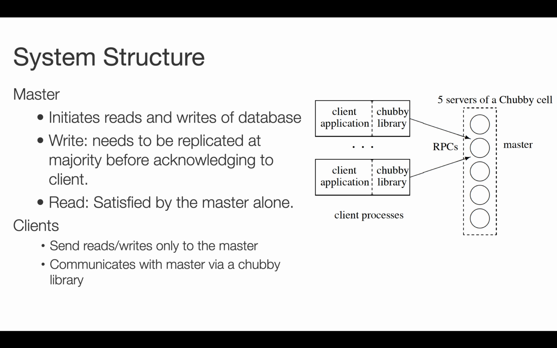Some of the jobs of the master: the replicas maintain copies of a simple database, but only the master initiates reads and writes of this database. All other replicas simply copy updates from the master. When the master does a write, the write needs to be replicated at a majority before being acknowledged back to the client. Write requests are propagated by the consensus protocol to all replicas. The request is acknowledged when the write has reached a majority of the replicas in the cell.